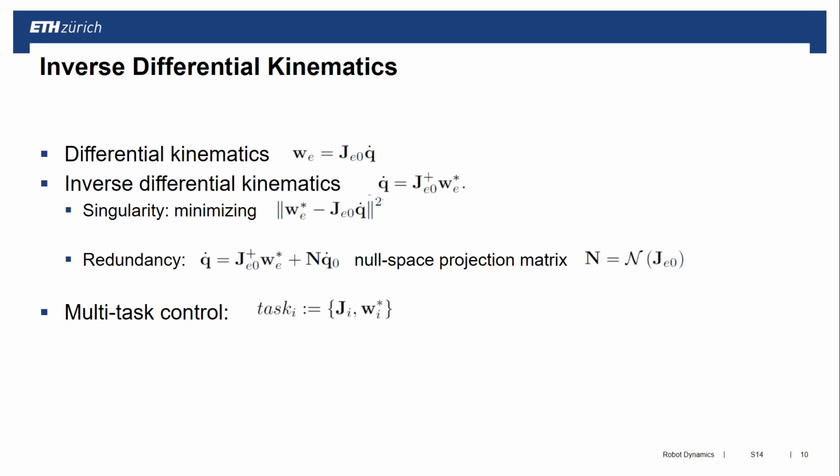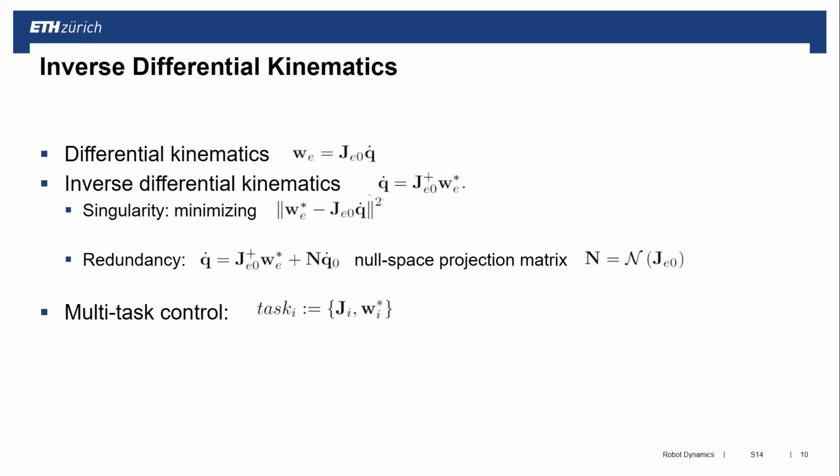And now we came through this whole story of deriving this Jacobian. And the Jacobian itself is just a mapping between joint space velocities to end effector velocities. And end effector velocities in this case is the tasks that we want to fulfill. I want to have a certain end effector velocity.